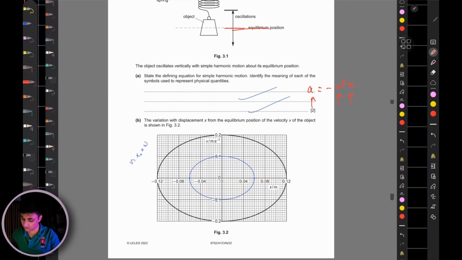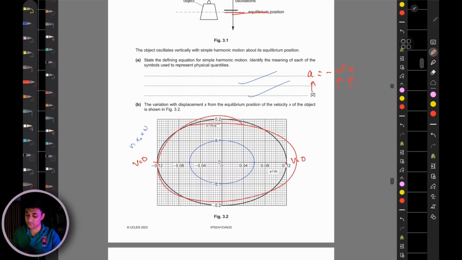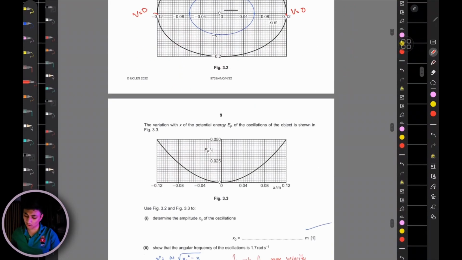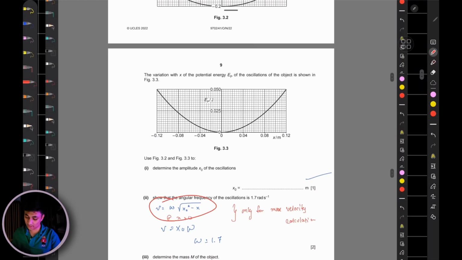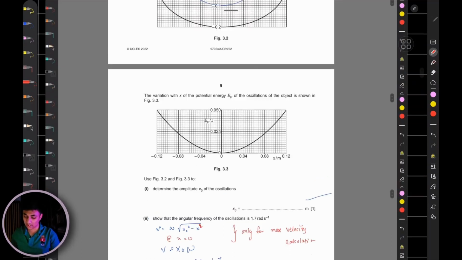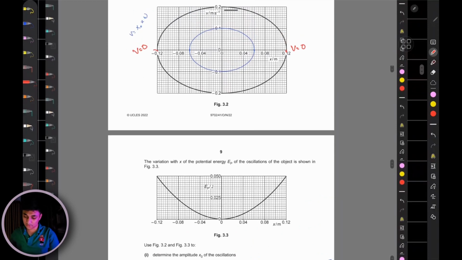at displacement equals maximum above, it's going to have V equals 0. Maximum below, V equals 0 again. At the middle position, your velocity is maximum, 0.2 meter per second. Great. Which is why it's an ellipse, right? And you know the formula of velocity, by the way. V equals omega times root over amplitude square minus your displacement square. It's supposed to be this. Anyways, so let's move on with the question.